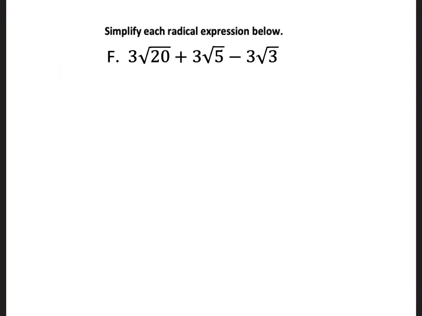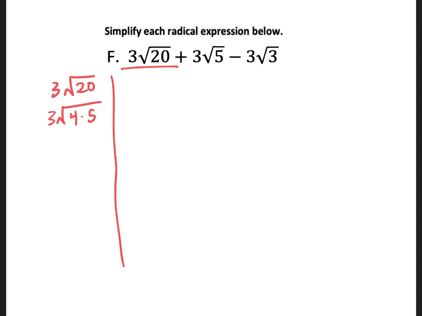All right, for F, we have 3 root 20 plus 3 root 5 minus 3 root 3. We're doing the same thing if we have 3 terms. You just want to simplify each term. If they have a like radical, combine them. My first one is 3 root 20. I know 20 can be divided by 4. So we have 3 times the square root of 4 times 5, which is great because 4 is a perfect square. 3 times the square root of 4 times the square root of 5. The square root of 4 would give me 2, so we have 3 times 2 root 5. And then 3 times 2 gives me 6 root 5.